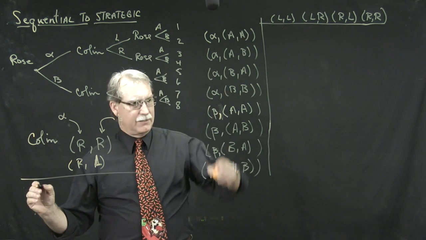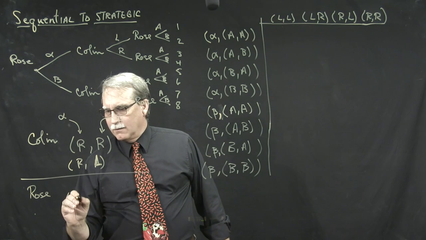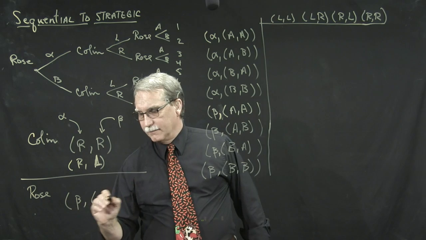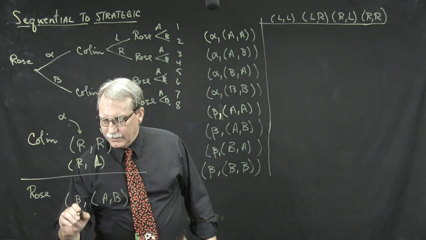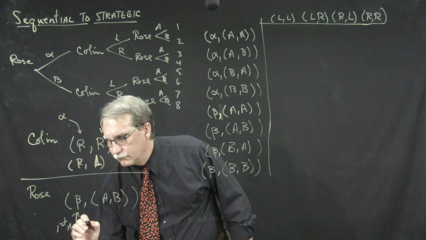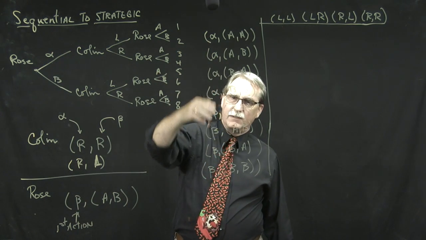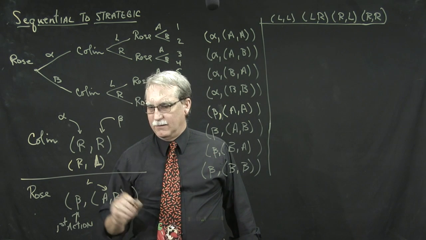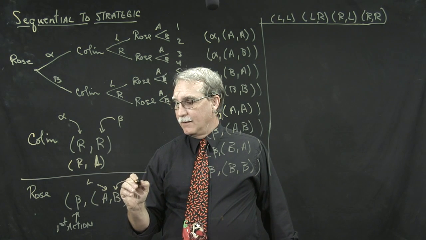Rose's strategies in this list are constructed in a similar way. Beta, comma, AB represents the following information. This represents her first action. That is, she chooses alpha or beta, and that's what we see here, alphas and betas. This A is in response to Colin choosing L, and this letter is in response to Colin choosing R.